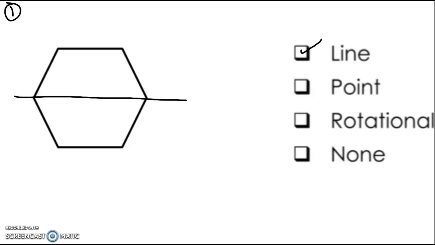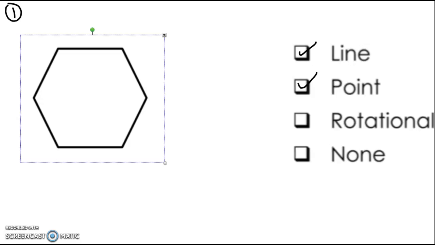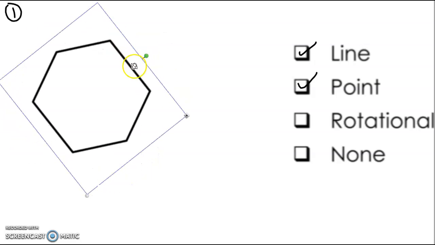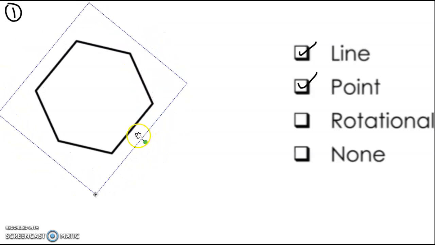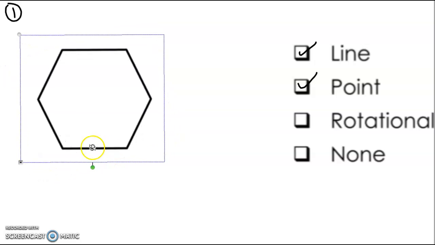Alright, next we're going to check point symmetry. Point symmetry works as if you could turn it upside down and it looks exactly the same. So I'm going to turn it all the way upside down like so, and it still looks like the same shape. So it does have point symmetry.